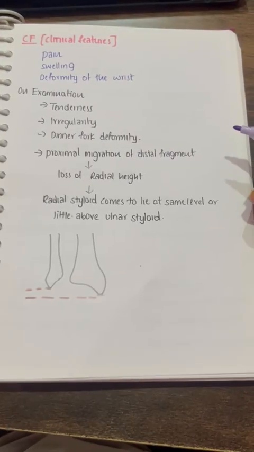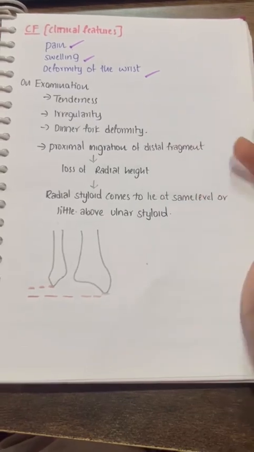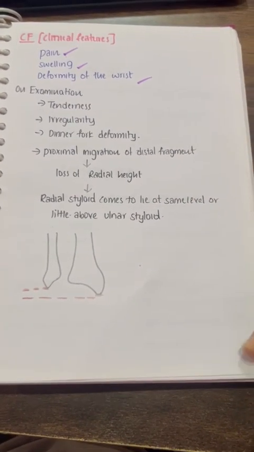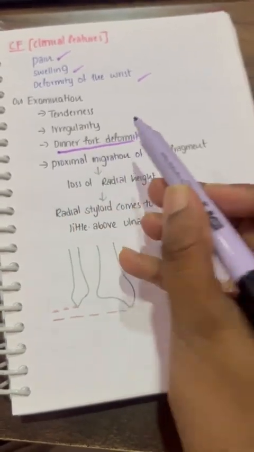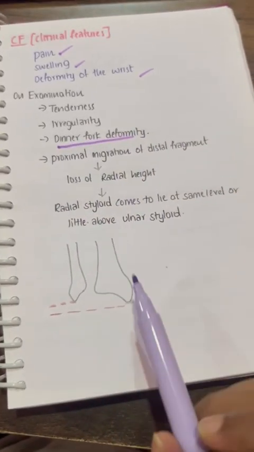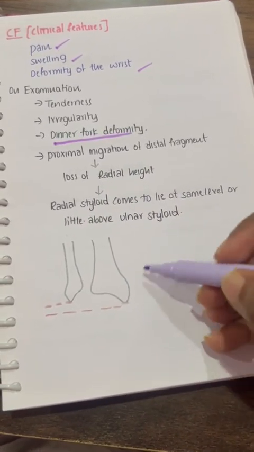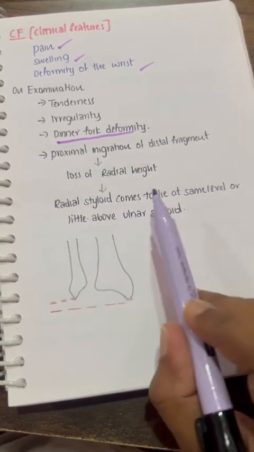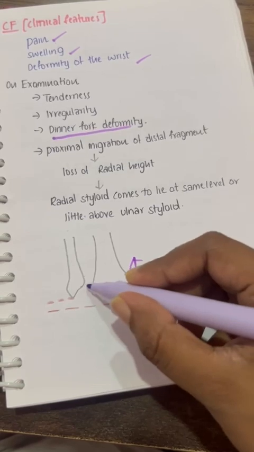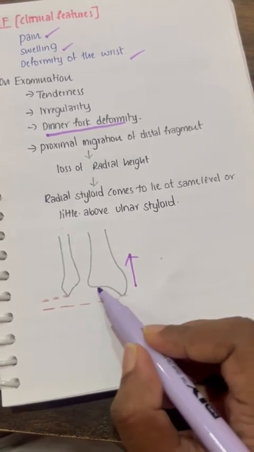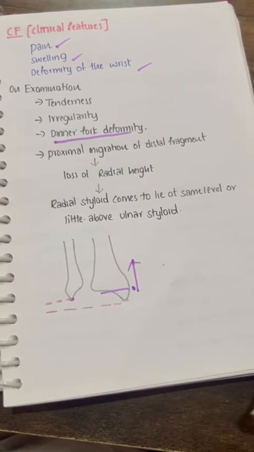Now the clinical features. Basically we have pain, swelling and deformity of the wrist. On examination we find tenderness, irregularity and the classic dinner fork deformity, as we have talked about. Next is the proximal migration of the distal fragment. Proximal, we talked about, is towards the elbow. So there is loss of radial height. When the radius moves upward, there is loss of radial height, and it comes to the level of the ulnar styloid process. This is what happens on examination.